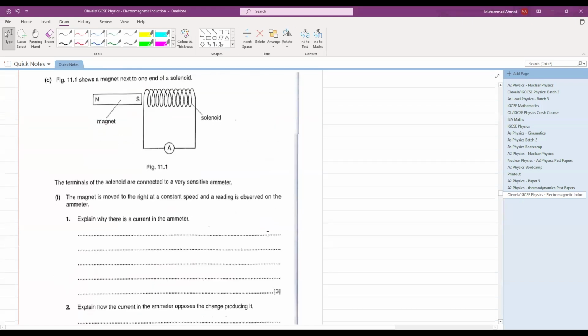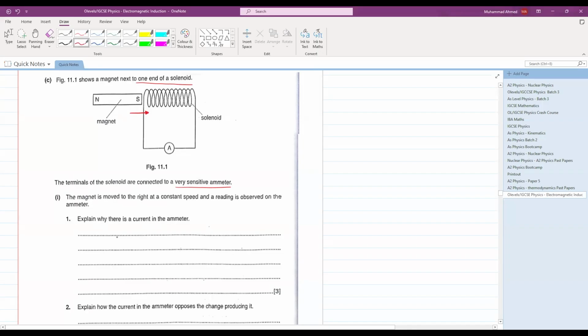Let's further move ahead. Figure 11.1 shows a magnet next to one end of a solenoid. Okay. The terminals of the solenoid are connected to a very sensitive ammeter. The magnet is moved towards the right like this. Okay. At a constant speed, and a reading is observed on the ammeter. Okay. Explain why there is a current in the ammeter.